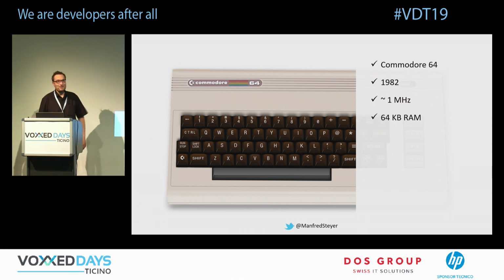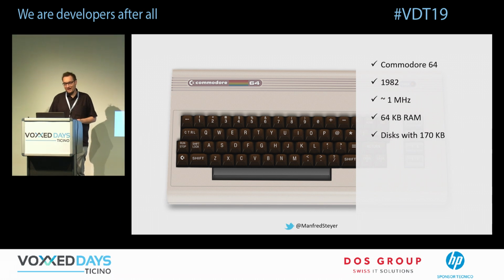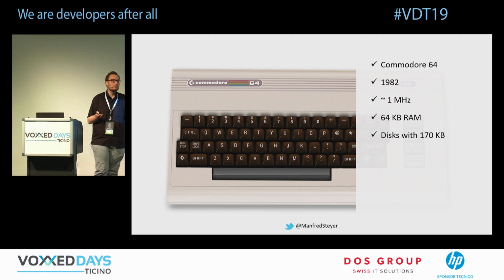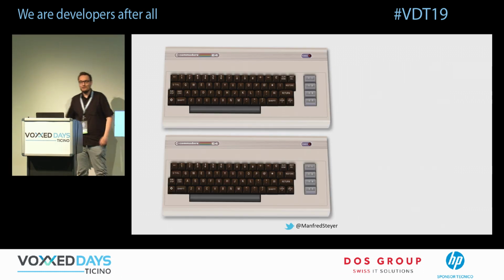64 Ks of memory, which is nothing compared to nowadays capacities. And the floppy disk stored 170 Ks, which is also not much. And perhaps someone of you knows there has been even a dual-core version, a version with 2 CPU cores. It looked like this.